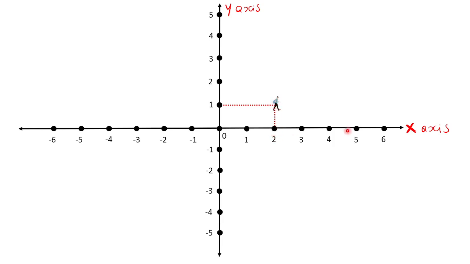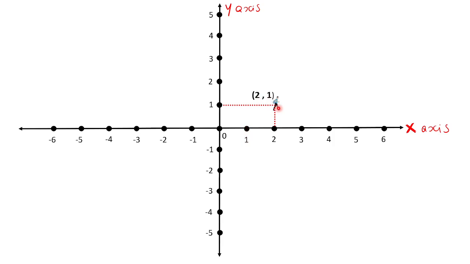This line meets the x-axis at 2, correct? Meaning that his x value will be 2. And the line cuts the y-axis at 1. So this person has y value 1. So we write it as x value comma y value. First we write the x value followed by the y value. Clear? 2 comma 1 is the position of the person.